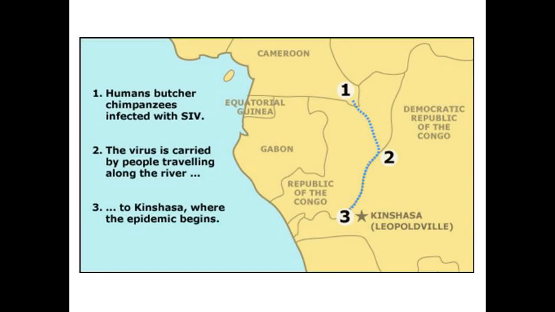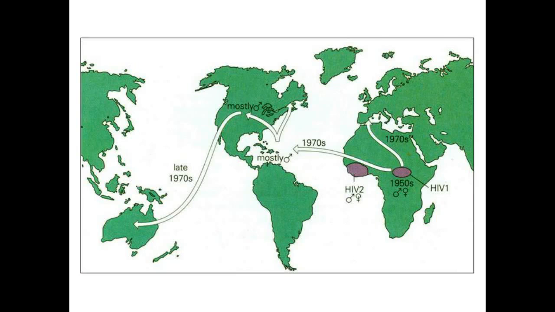This was then carried by people who got infected, traveling along the streams, the rivers, the Congo stream, to Leopoldville, to what is now known as Kinshasa, where it is thought, based on phylogenetic analysis, that the epidemic reached the big city there already in the 1920s, completely unrecognized, but it started spreading from there.